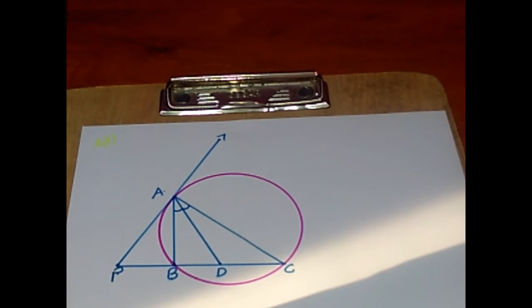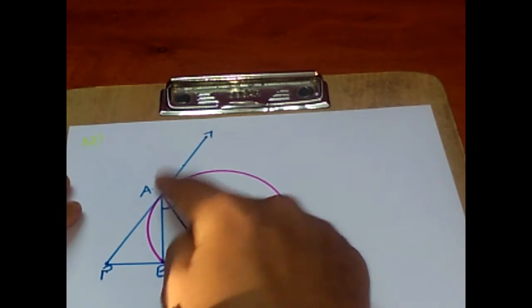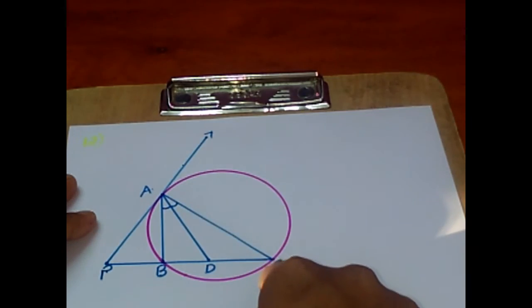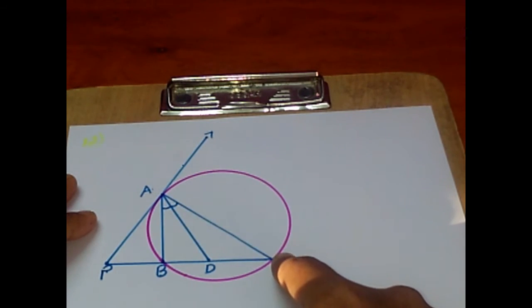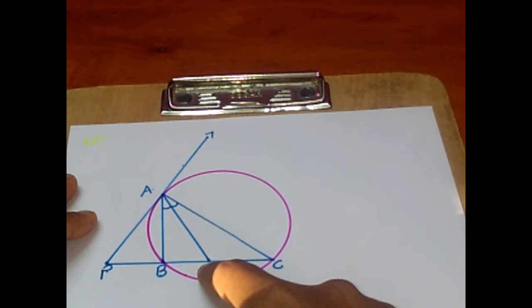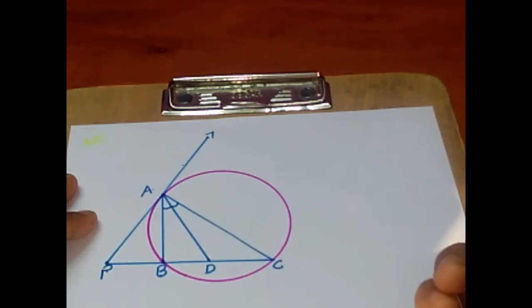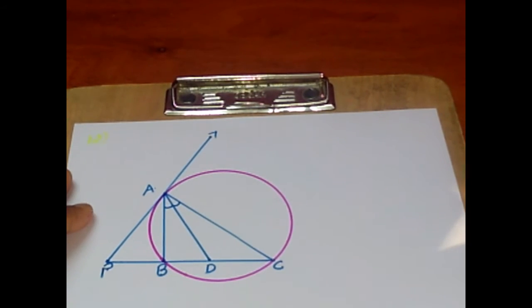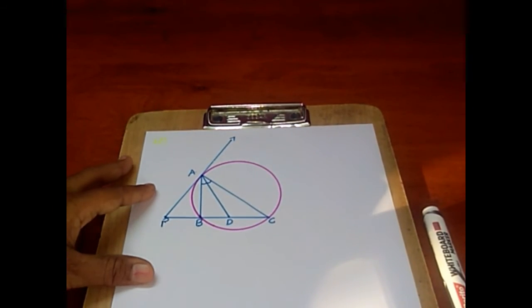Question number 12. In the figure, PA is the tangent to the circle, PBC is a secant, and AD is the bisector of angle BAC. Show that PAD is an isosceles triangle. Also show that angle CAD is equal to half of angle PBA minus angle PAB. So keep an eye on what we need to prove, children, left hand side as well as right hand side. Let us move with the first concept.